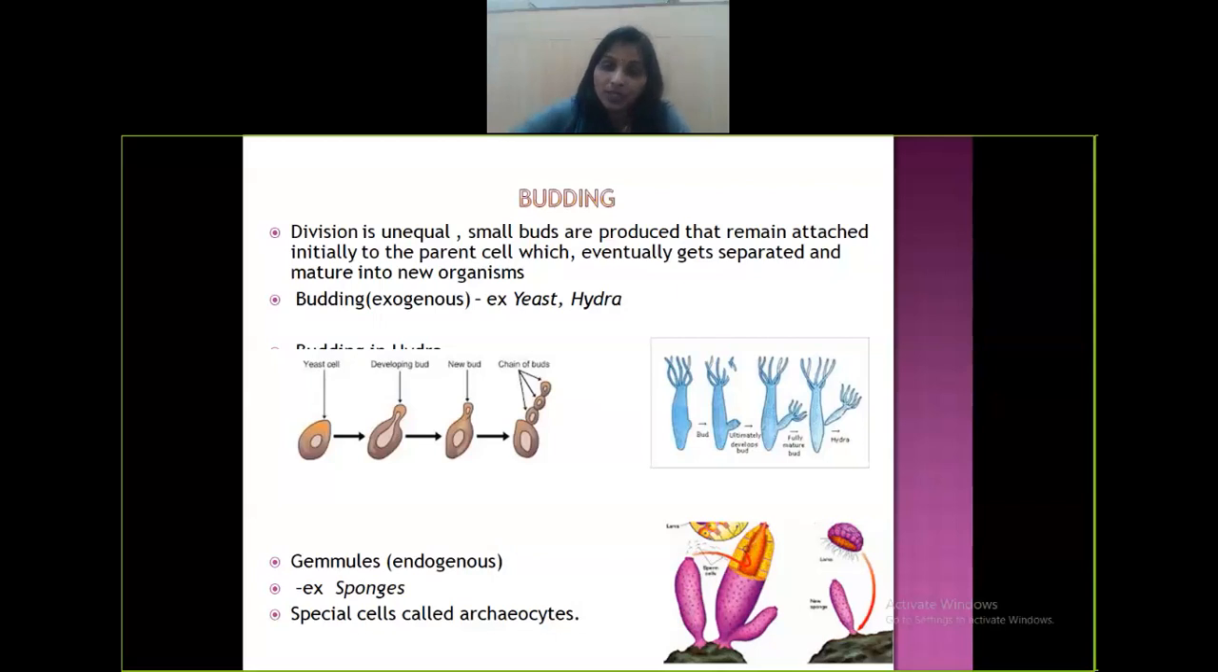And these gemmules, a picture has been shown over here. These gemmules possess special cells called archaeocytes. So budding in hydra, yeast, and budding in sponges: the difference between the two is that in hydra the bud is exogenous, whereas in sponges the buds are endogenous. So we give the name gemmules.